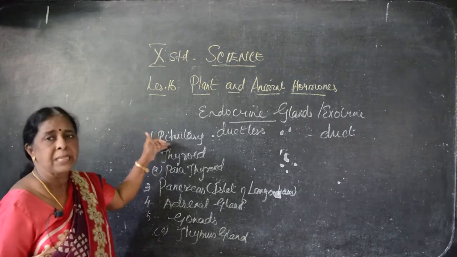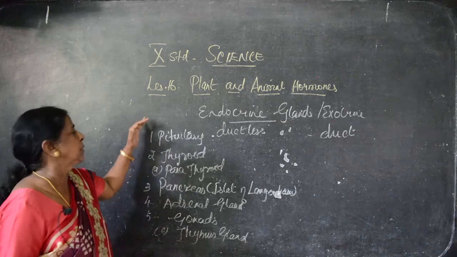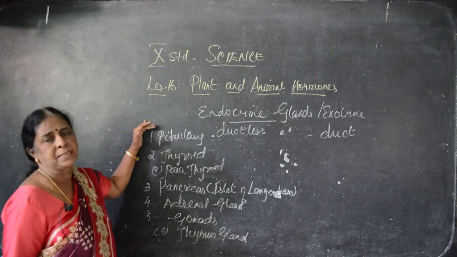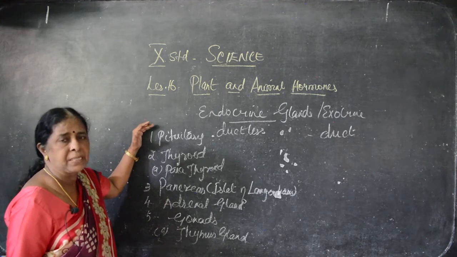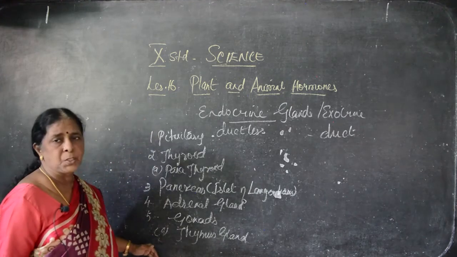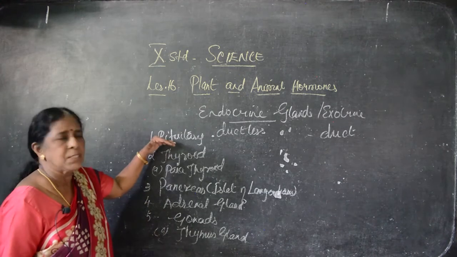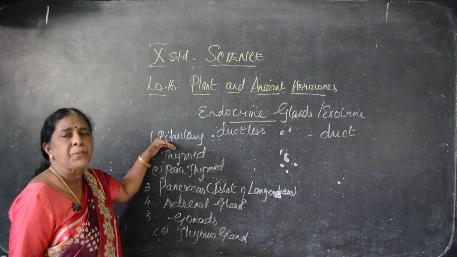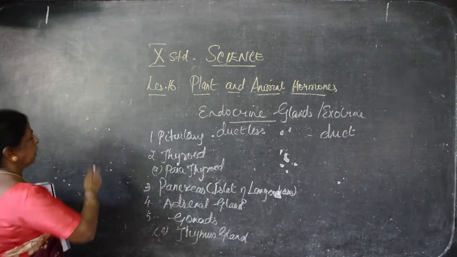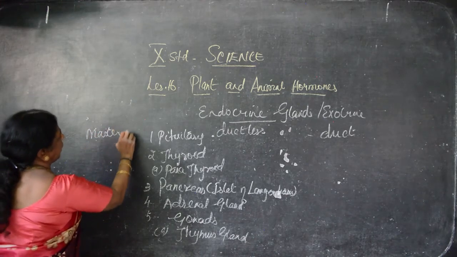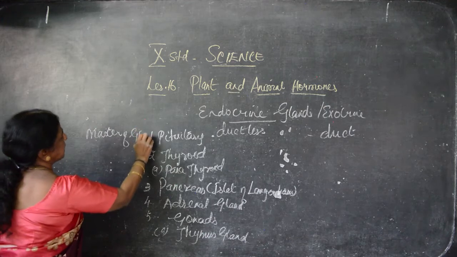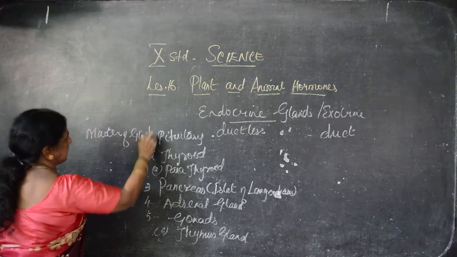What is the pituitary gland? What are the parts? Pituitary is known as the master of all the glands, because all the other glands are under the control of the pituitary. You should know the other thing also. What are the other names of that? One word answer: master of all glands.